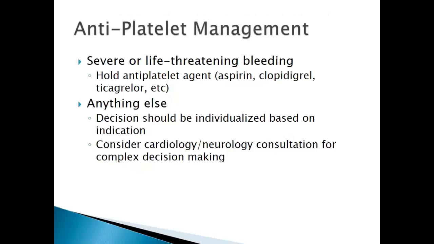For anything other than a severe life-threatening bleed, the antiplatelet decision should be individualized based on indication. So it would be reasonable to consider cardiology or neurology consultation for complex decision-making with somebody with a recent stent or recent stroke.